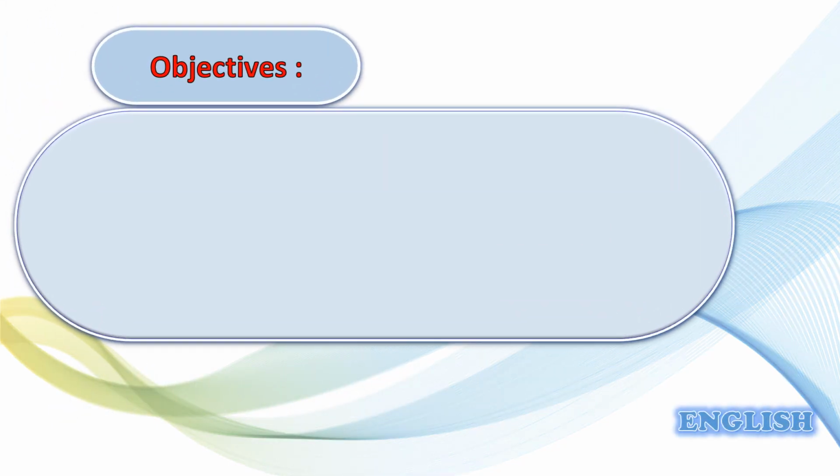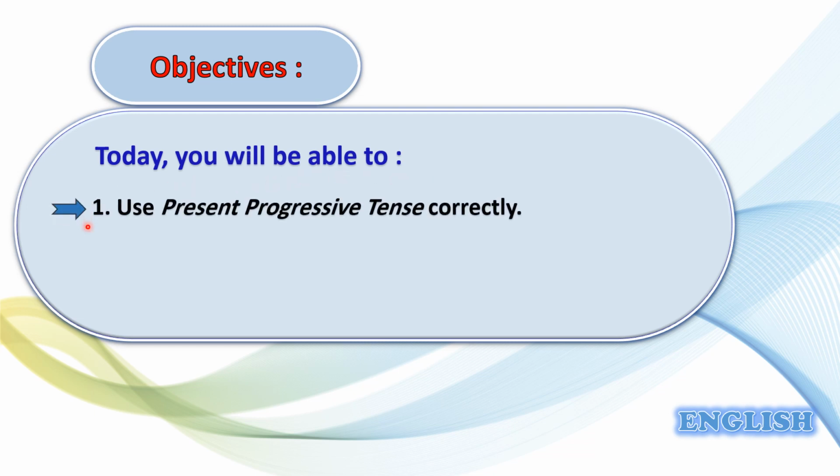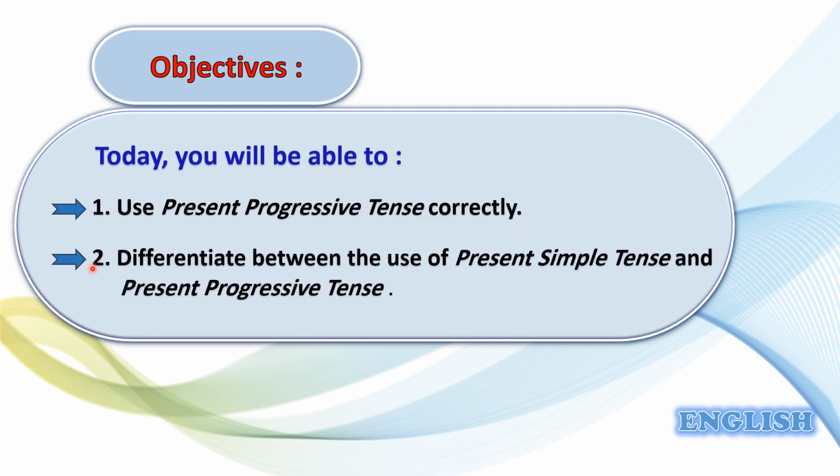We start by having a good look at the objectives of today's lesson. Today, you will be able to: 1. Use present progressive tense correctly. 2. Differentiate between the use of present simple tense and present progressive tense. So again, we have two objectives to achieve today.